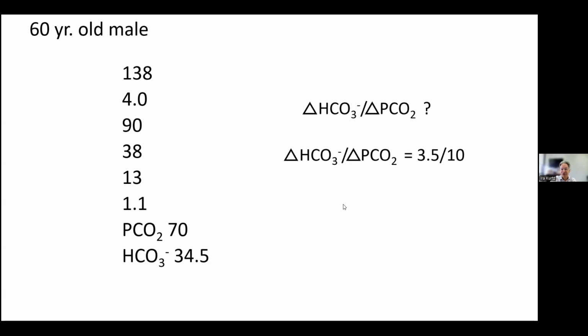So the changes here are 3.5 to 10. And again, we have an increase in the bicarbonate. Don't just think of metabolic alkalosis as the cause. We have 3 possibilities, all differentiated by what this ratio is. But there's only one that does this.